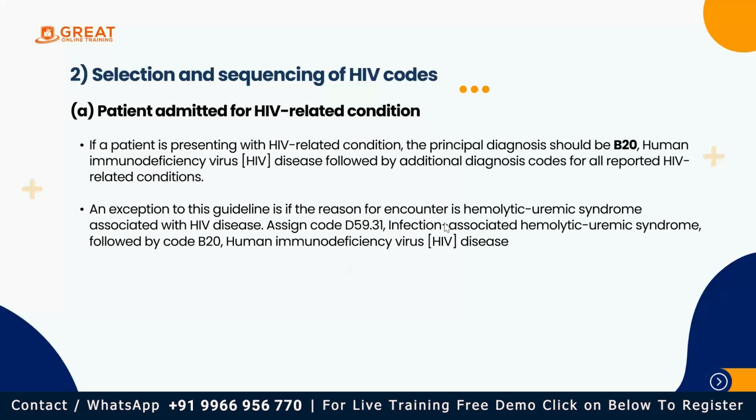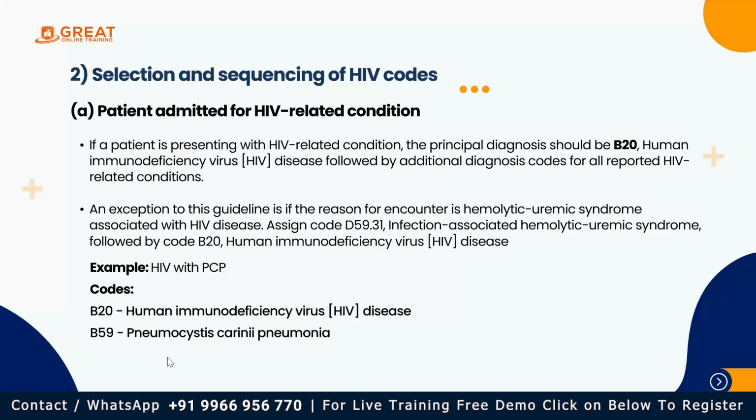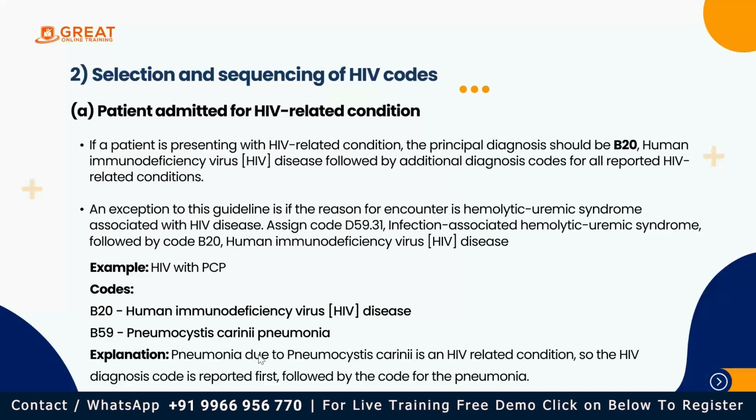Only in the case of hemolytic uremic syndrome, you have to code that particular syndrome as a principal diagnosis, followed by HIV. For example, HIV with PCP, pneumocystis carinii pneumonia. In this case, we have to code B20 for HIV as a principal diagnosis, followed by B59 for PCP. Pneumonia due to pneumocystis carinii is an HIV related condition. So the HIV diagnosis is reported first, followed by the code for PCP.